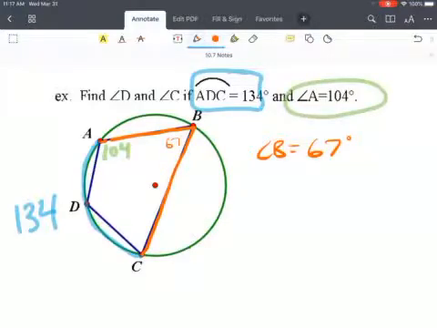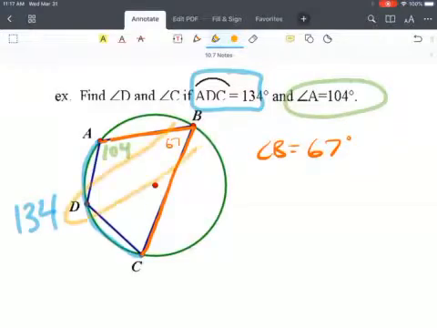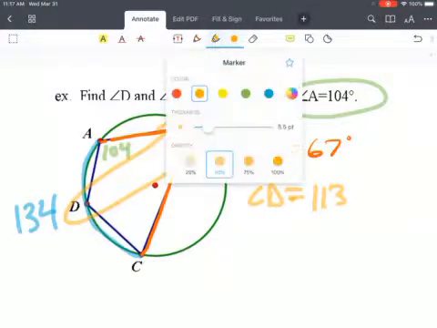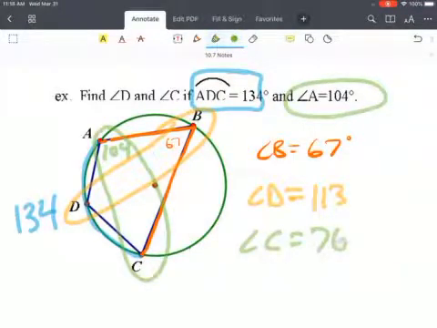Then we can use the fact that opposite angles are always going to be supplementary. So B and D must equal 180 degrees. So that means angle D is equal to 113. And then our other pair of angles are supplementary, which is A and C. Therefore, angle C has to equal 76 degrees.